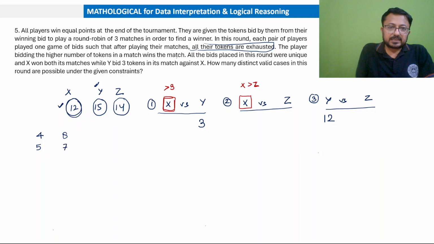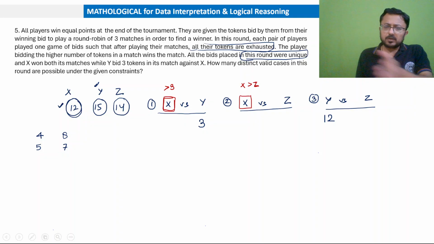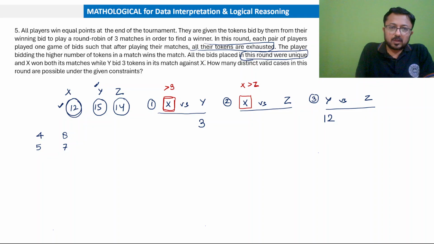6 and 6 नहीं हो सकता है, क्योंकि कंडीशन क्या करिए, ऑल द बिड्स प्लेस्ड इन दिस राउंड वर यूनिक. लेकिन टोटल जो 6 बिड्स प्लेस हो रही है, X की 2, Y की 2 और Z की 2, तो टोटल 6 बिड्स, ऑल बिड्स आर यूनिक. So in this round, all the bids placed are unique. ठीक है, ऑल बिड्स प्लेस्ड आर यूनिक। तो 5 एंड 7 पॉसिबल है, 4 एंड 8 पॉसिबल, 6 एंड 6 तो X की दोनों बिड सेम हो जा रही है, so that is not possible.